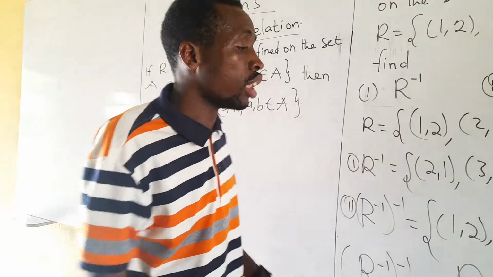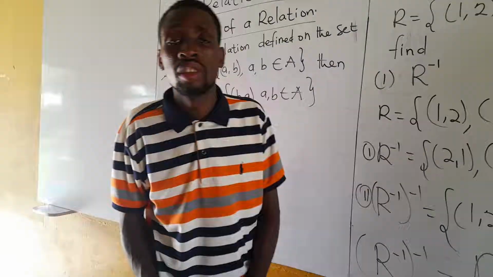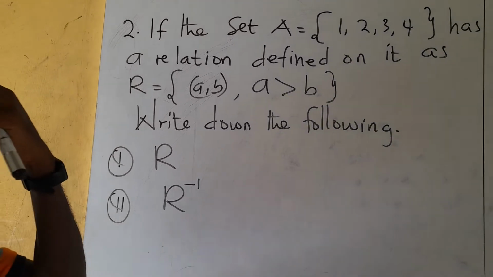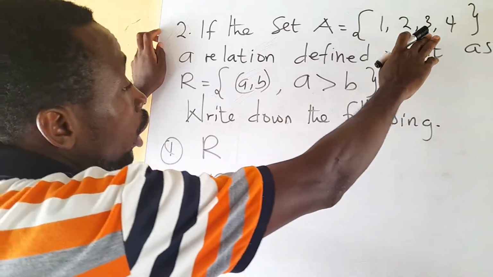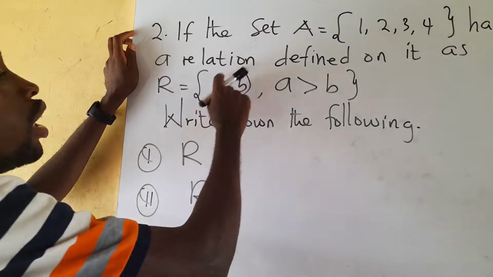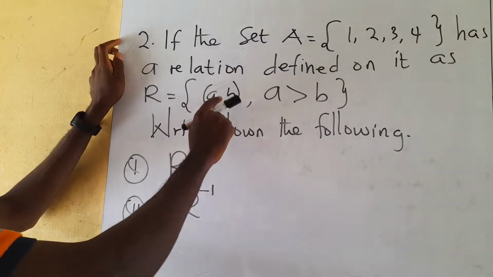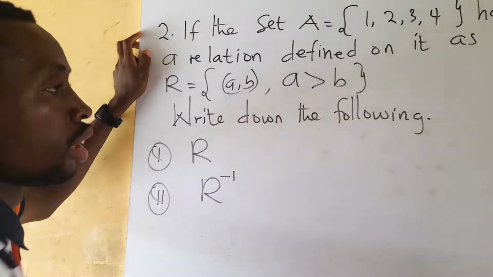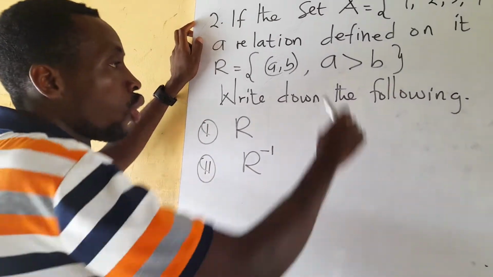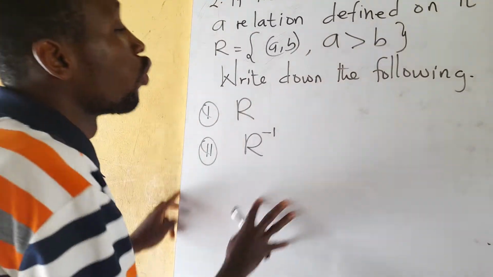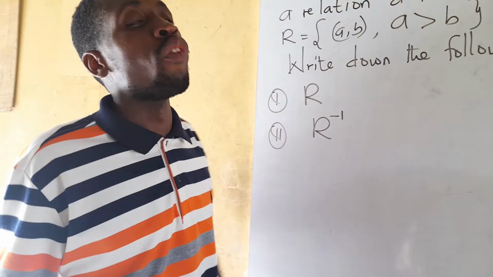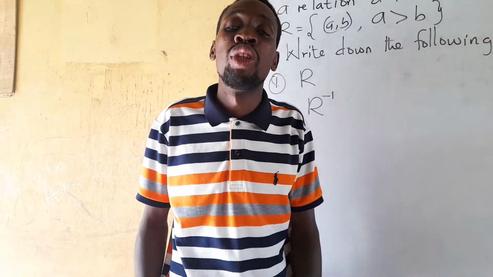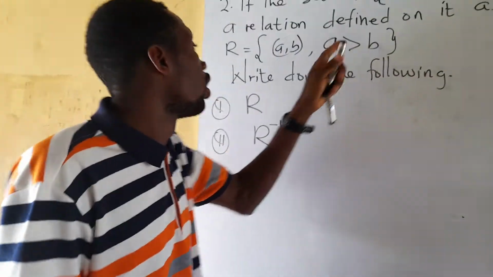We'll solve another one on this so that you are abreast with the concept. So let's solve our second question. Please, you can pause the video and try and see if you get the answer. So if the set A equal to {1, 2, 3, 4} has a relation defined on it as R equal to the ordered pairs (a, b), where a is greater than b, that means we'll find the ordered pairs. Please check out my videos on relations defined on a particular set on YouTube. It will help you. Now, let's see.